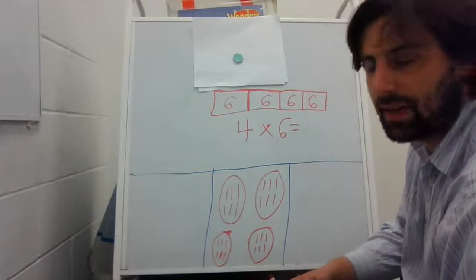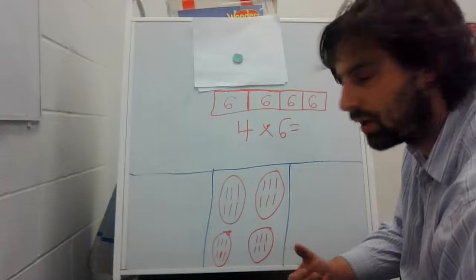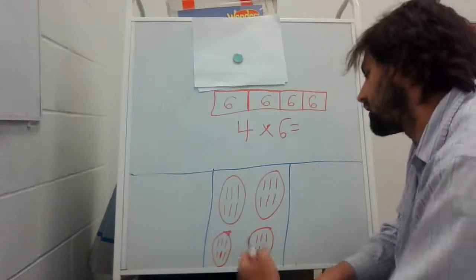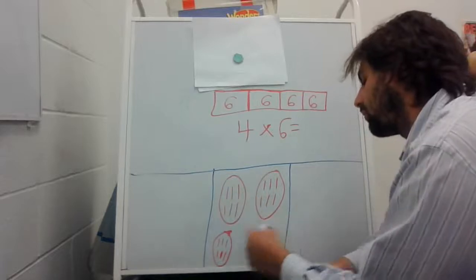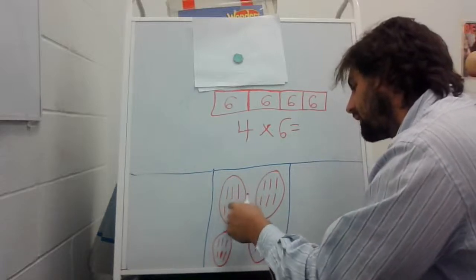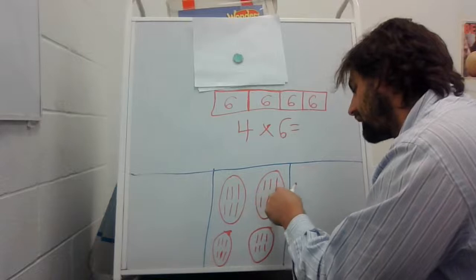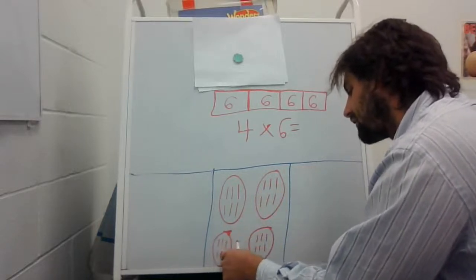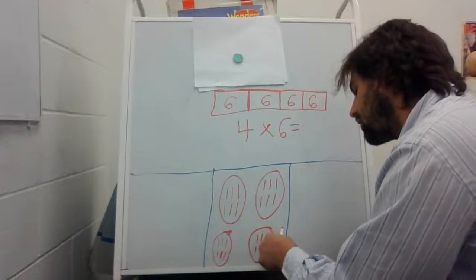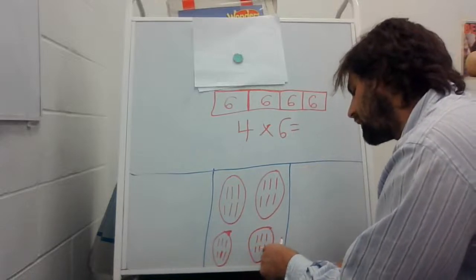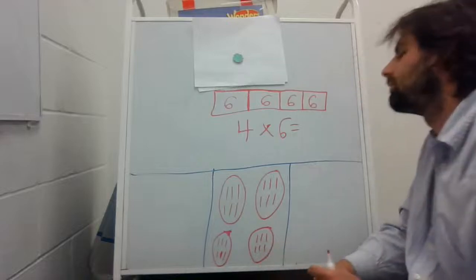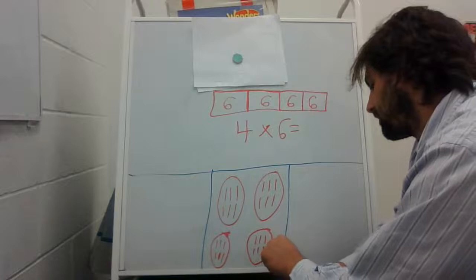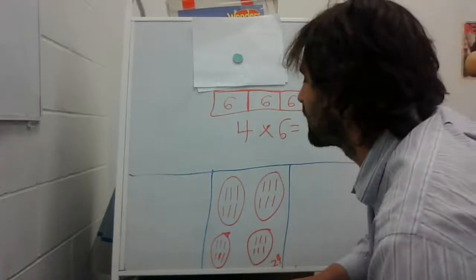So again, to figure out the answer, we have to find the total number of tallies. So now I'm going to count the total number of tallies. 1, 2, 3, 4, 5, 6, 7, 8, 9, 10, 11, 12, 13, 14, 15, 16, 17, 18, 19, 20, 21, 22, 23, 24. So I believe our answer is 24.